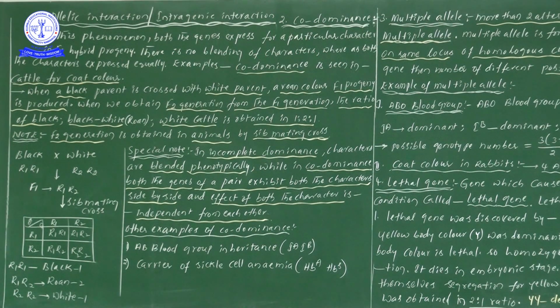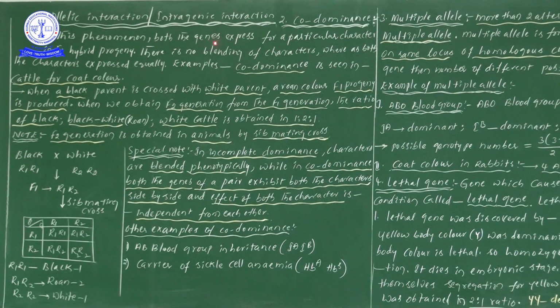There is no blending of characters. Both characters are expressed, without any blending and without suppressing each other. Both will be expressed equally. Here there is no domination, and that is why there is no blending of characters.